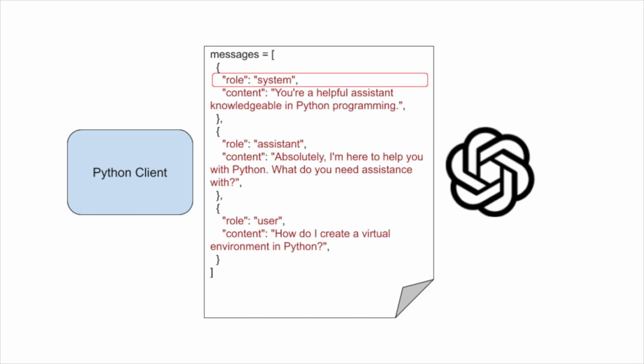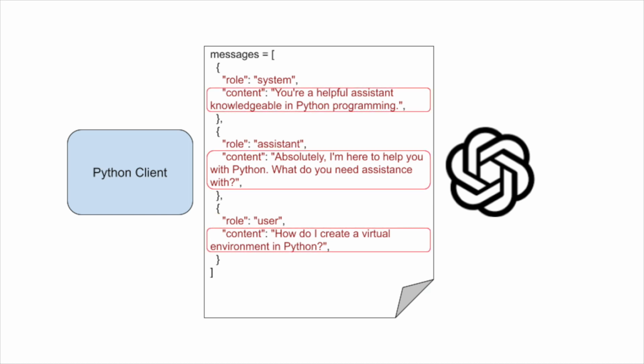System is used for messages that set the context or provide instructions to the AI. Assistant is the role assumed by the AI's responses in the chat history, guiding how it formulates its replies. User represents messages from the human user, essentially the input queries or statements. Content is the text of the message itself, whether it's a question, a statement, or a command from the user, or context-setting information from the system.